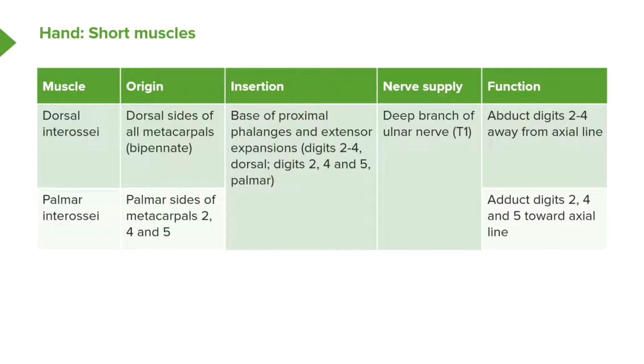We can see the dorsal interossei are coming from the dorsal sides of all the metacarpals. These are bipennate muscles. And the palmar interossei, as I said, come from the palmar sides of metacarpals 2, 4, and 5. They insert onto the base of the proximal phalanges and also the extensor expansions. The nerve supply for these interossei is via the ulnar nerve, the deep branch, and the dorsal interossei are associated with abducting digits 2 to 4.